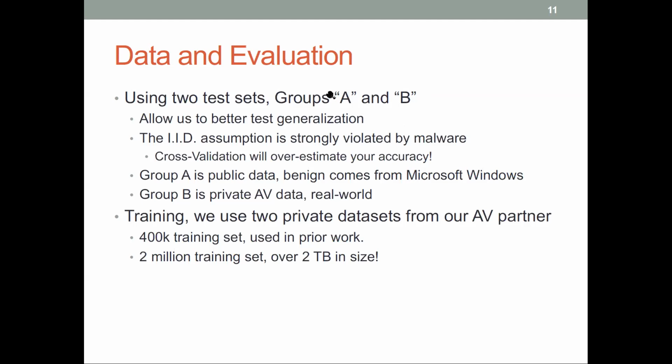And dataset A is public data, similar to the datasets we've used in the malware detection module. The benign samples come from Microsoft Windows, so they're just Microsoft Windows executables that are assumed to be benign. And the PE binaries come from public datasets. It's important to note that group B is trained on real-world samples of benign and malicious binaries.